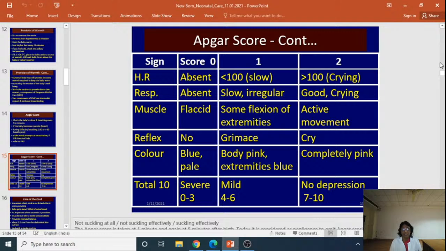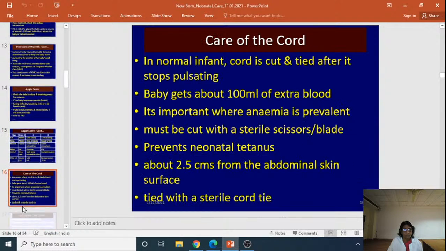Then the color, of course, I told you all. Then the total scores are added. If the total score is 0 to 3, there is severe depression; if the score is 4 to 6, it is mild depression; and if the score is 7 to 10, then there is no depression at all. So: severe depression, mild depression, no depression. So this is about the APGAR score. This is the short notes.